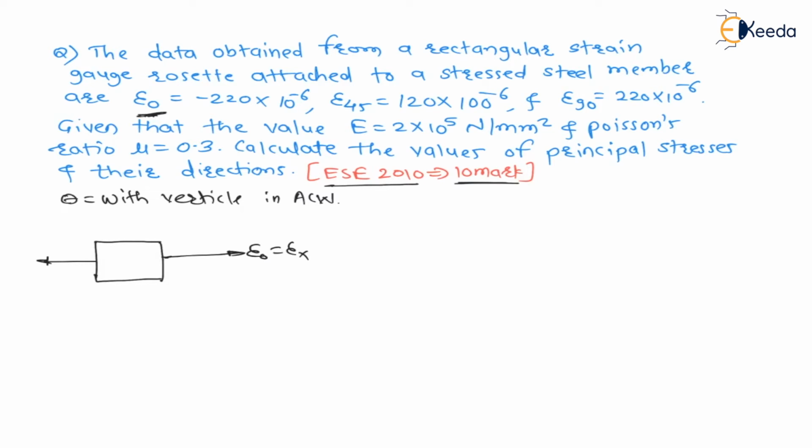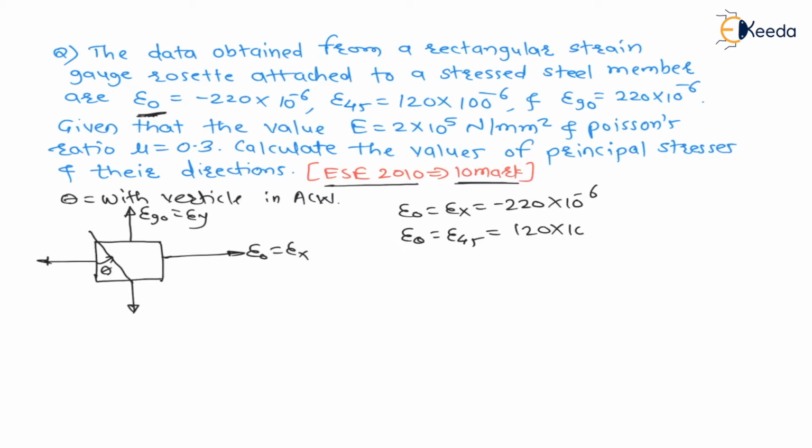And perpendicular, at 90 degree, there is E90, which is nothing but Ey. Now the provided data is: E naught, which is Ex, is equal to minus 220 into 10 to the power minus 6. At the 45-degree plane, with the vertical in anti-clockwise direction, E theta, that is E45, they have provided 120 into 10 to the power minus 6. And at 90 degree, E90, that means Ey, they have provided 220 into 10 to the power minus 6. These are the strains given.